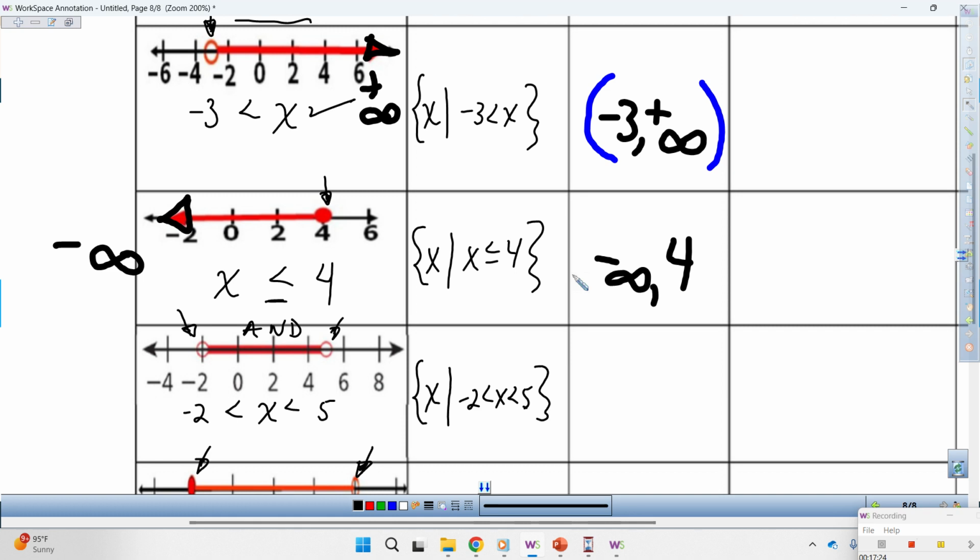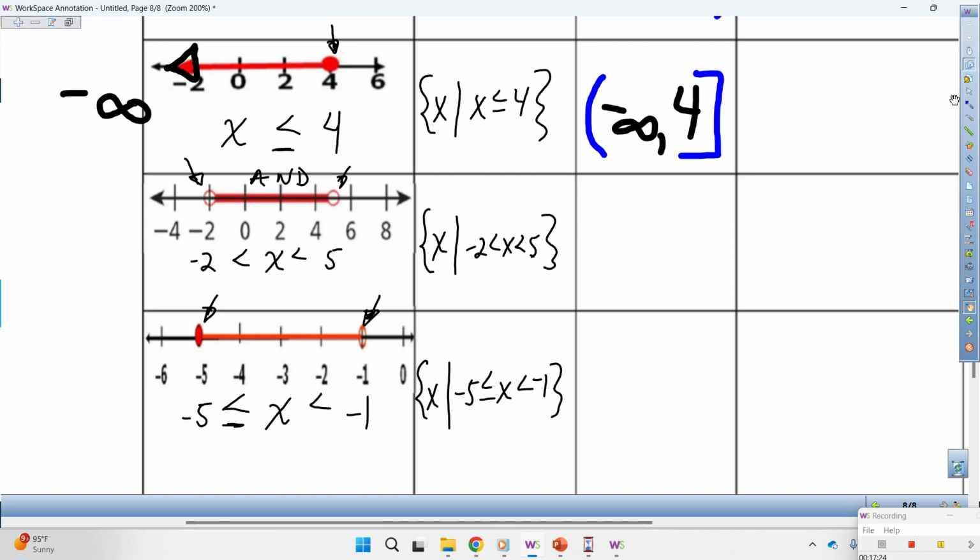All right, so let's go with Lorenzo. What would you write for infinity? Parentheses. All right. How about for number 4? What would you write for number 4? Bracket. That is correct because it's a what? A close point.